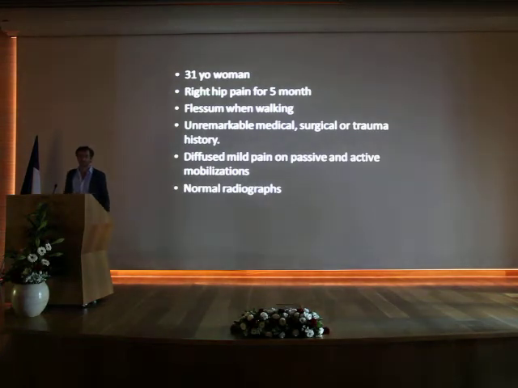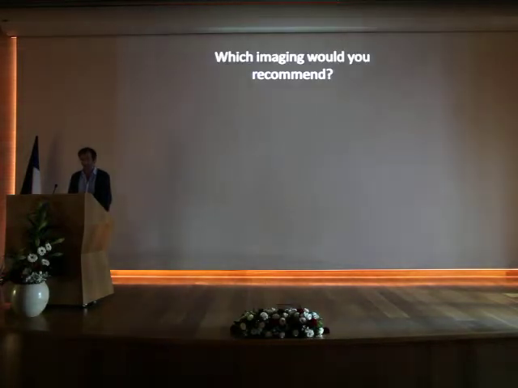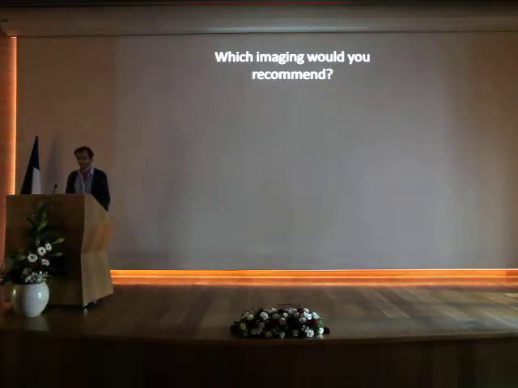The patient is a 31-year-old woman who presented with right hip pain for the last 5 months. She has a limp when walking, and she has an unremarkable medical, surgical, or traumatic history. On clinical examination, she presented with diffuse mild pain on passive and active mobilization and normal radiographs. So, which imaging would you recommend?